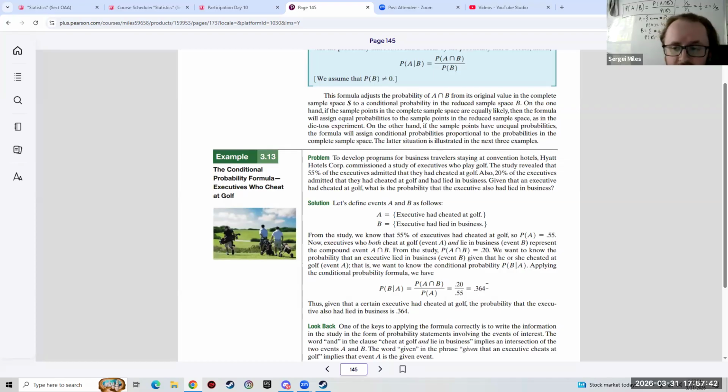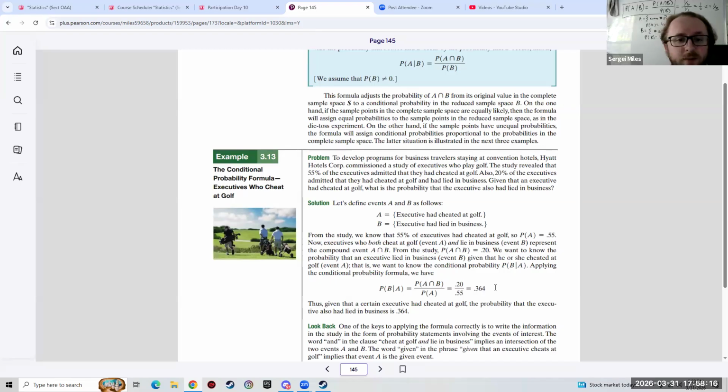So this is a little bit more revealing, right? Before, the probability that someone cheats in golf and lies in business at the same time, that was only 20%, right? But what if they're lying about that? So this tells us that if we see somebody cheating in golf, the likelihood that they also lie in business actually has gone up here. It is more likely that they also lie in business if they cheat while playing golf. So kind of this interesting correlation business, all right?